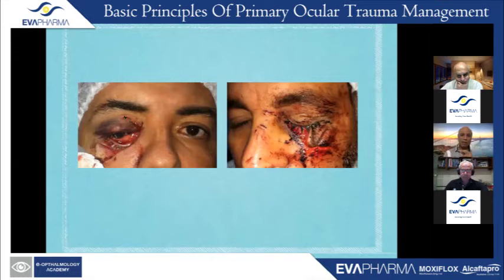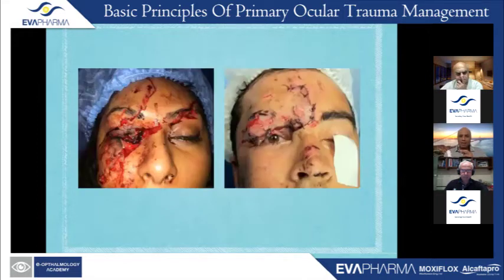The upper wound here is a simple wound, but this is not a simple wound. So you have to know the rules, which I will tell you now. Sorry for such pictures, but I have to show you that sometimes the wounds are not only in the lids.